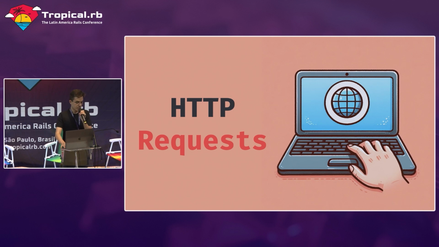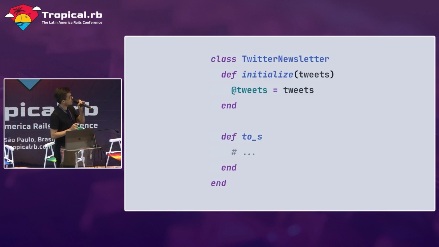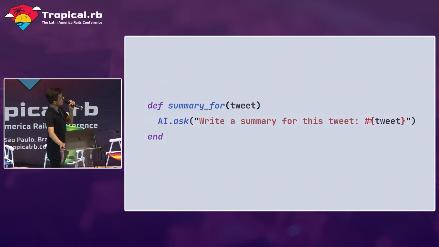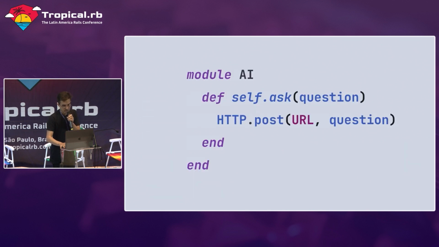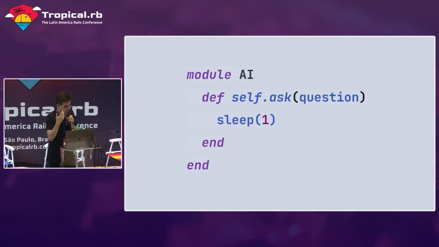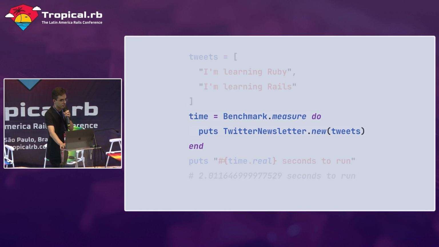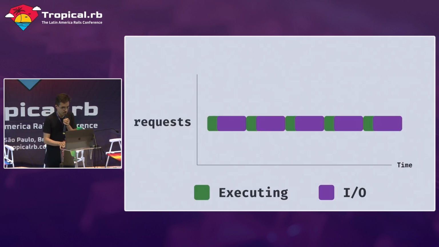We'll start with HTTP requests. So let's pretend we have this Twitter newsletter class. It takes a bunch of tweets and creates a newsletter. And creating the newsletter is basically generating a summary for each tweet and joining all of that into a single string. And in this app, we are using AI to generate the summary for us. In real life, there would be an HTTP request, but for this presentation, I'm going to use just a sleep call because it's easier to benchmark. So if you have 2 tweets and you measure the time that it takes to create the newsletter, it's 2 seconds, because we are mostly waiting on I/O, waiting on that sleep call.